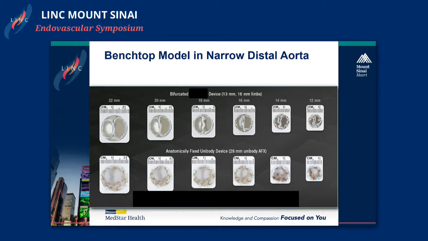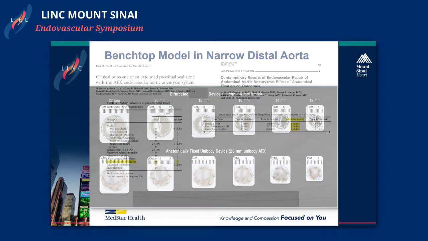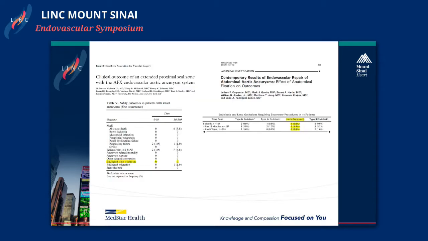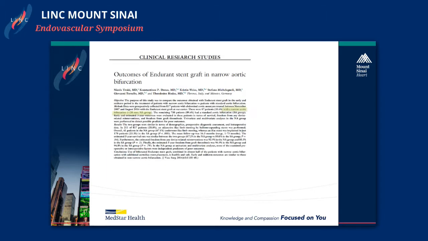Bring your attention to the 12 millimeter benchtop model, and you can see there's more compression of those limbs as compared to the unibody setup. And here are 2 trials for using the Endologix unibody device. These are admittedly not designed to look specifically at narrow aortic bifurcations, but you can see that in one of the trials there were no limb occlusions, and in the other there were very few.